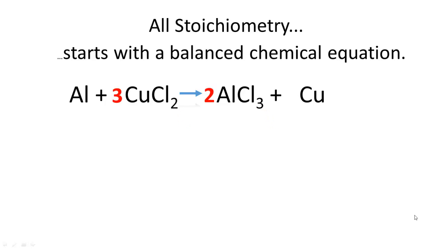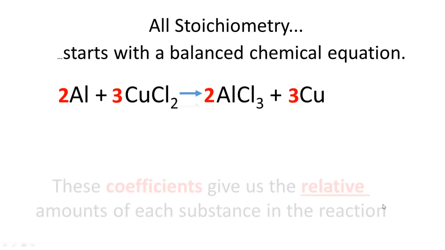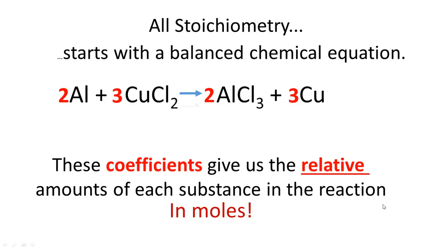That balances the chlorine where we have 6 chlorine on each side, and to finish our balancing we would put a 3 in front of copper and a 2 in front of aluminum. These coefficients give us the relative amounts of each substance in the reaction in moles.